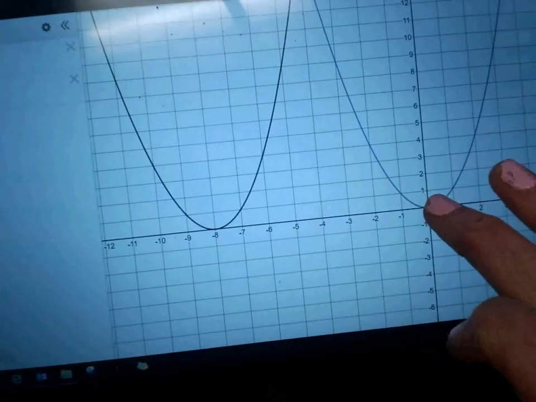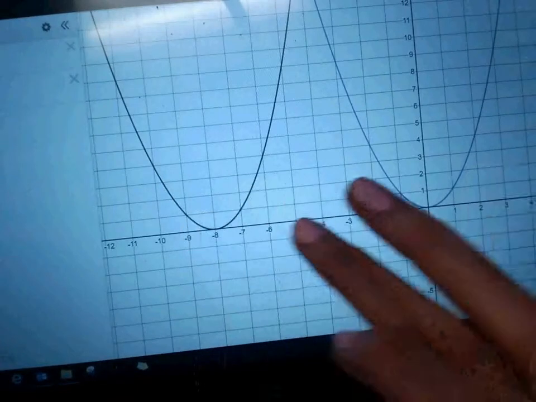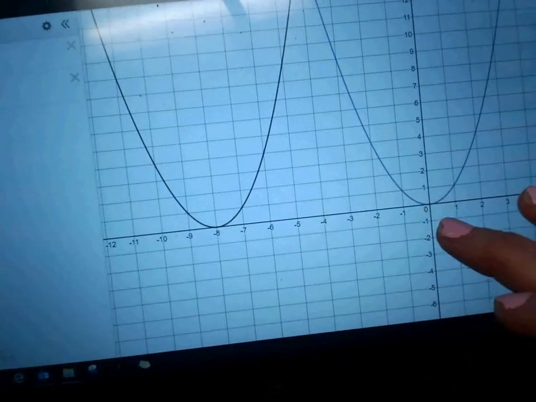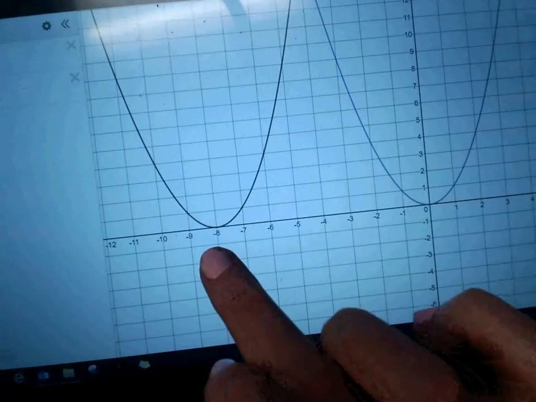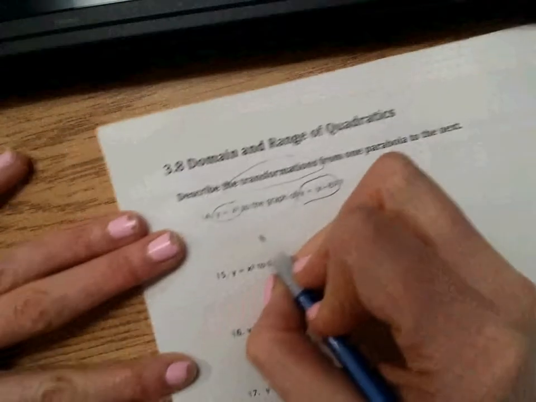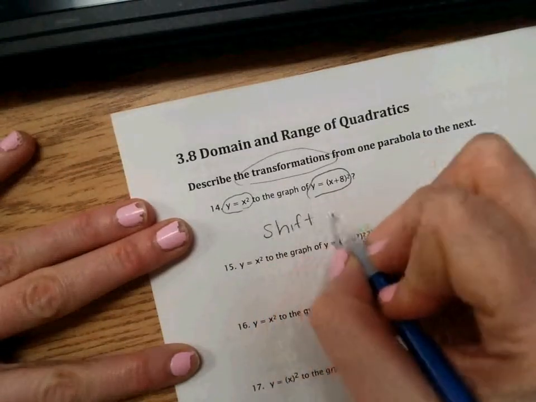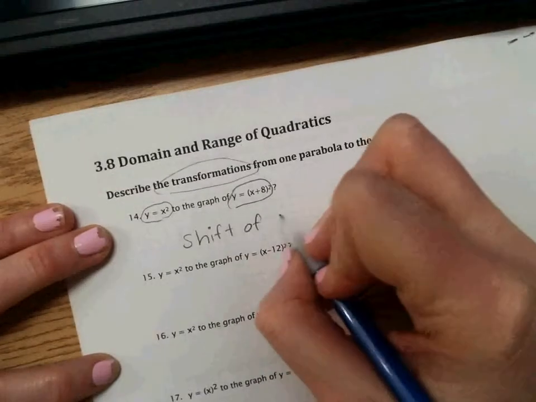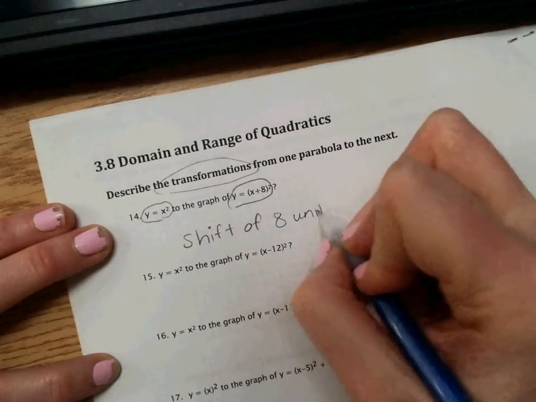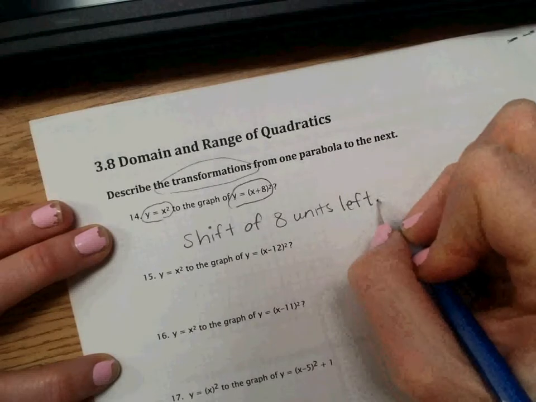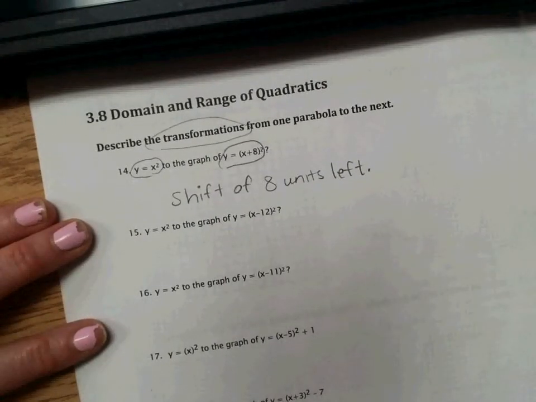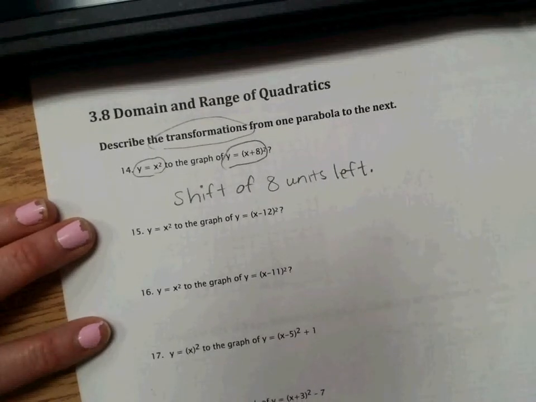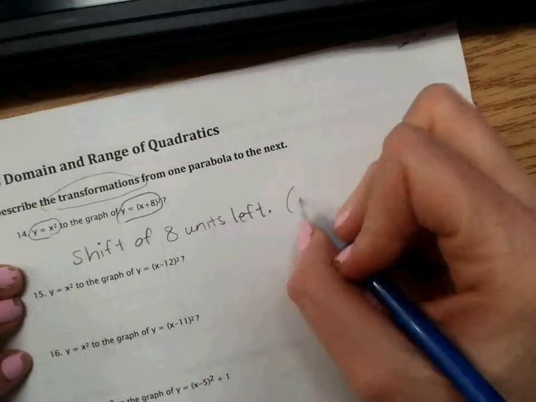So the question is, what happened? What is the transformation from this first graph to this second graph? And it's fairly easy to describe. We can just say this graph shifted 8 units to the left. So we can say shifted, or shift of 8 units left. The technical term for that would be translated.